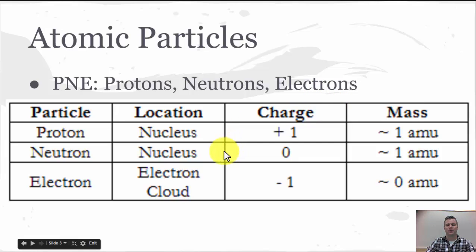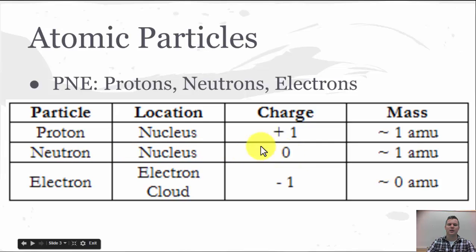The protons and neutrons are both found in the nucleus, and then the electron, of course, is found in the electron cloud. The protons are positive, P P, proton positive, with a +1 charge, and electrons have an equal and opposite charge of -1. Neutrons are in the nucleus and they're neutral, 0 charge.